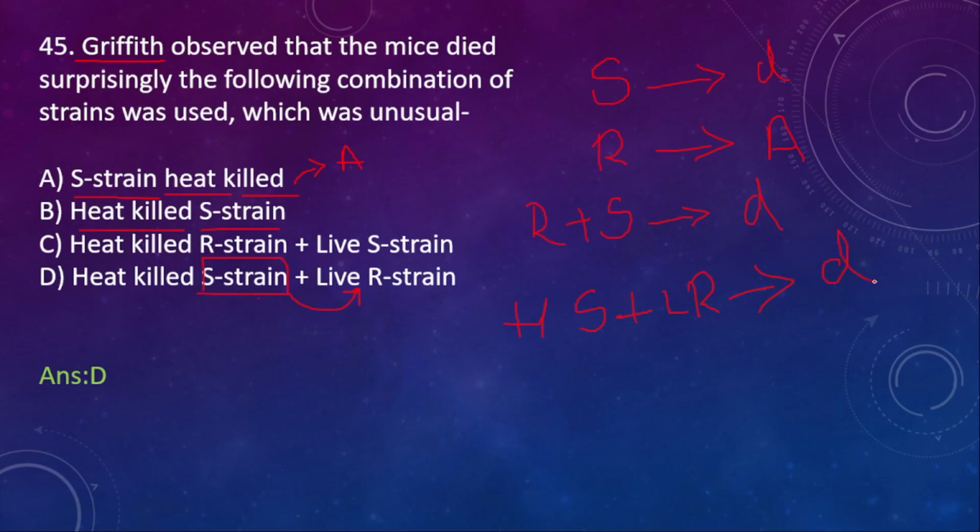The mice were dead. What was he expecting? He was expecting the mice might be alive because it was heat killed already. Heat killed means it must be dead, whereas the live R is always alive, so the mice must also be alive. He was expecting the mice to be alive, but the result was that the mice were dead. So this is the unusual result Griffith observed when heat killed S strain was mixed with the live R strain.